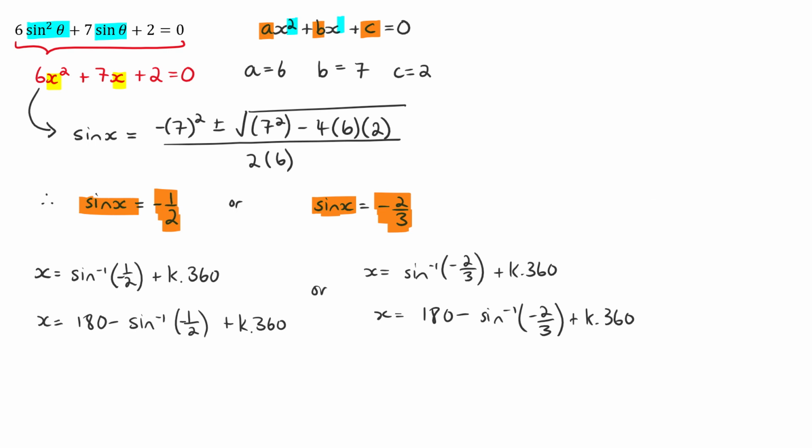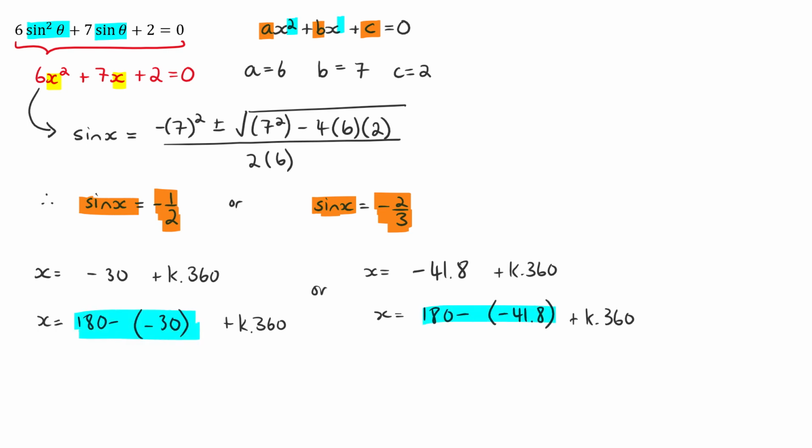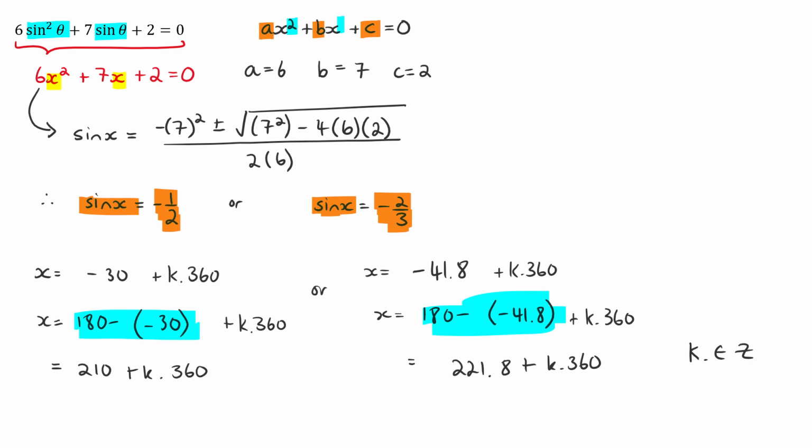And then, of course, you would just go and plug these values into your calculator. And when you do that, you would get the following. And so once you've got that, you can simply group the like terms for these two over here. And that would give you a final solution of 210 plus k360 and 221.8 plus k360, where k is an element of integers. So there's solution 1, solution 2, solution 3, and solution 4.